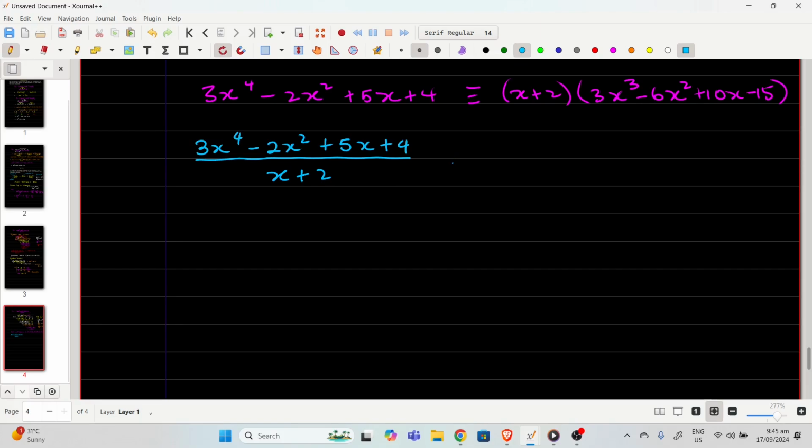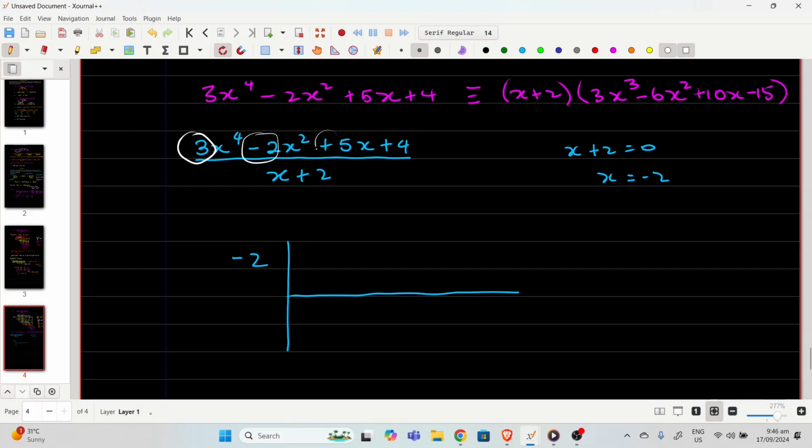All right, so first things first, we solve for x plus 2 equals 0. We're going to get x is equal to minus 2. Then we put the minus 2 out in front. Then we list the coefficients of each term. Now here's the thing. Because we're missing x to the third power, we're going to have to add in 0 to say that we have nothing with x to the third. If we don't do that, it's going to cause a problem with the solution as well.